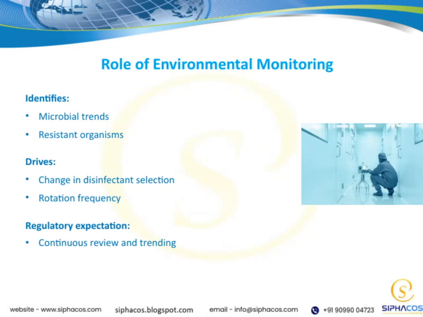Let's talk about the role of environmental monitoring in our process. Essentially, it helps us identify microbial trends over time, so we can see patterns or increases in certain microorganisms. It also allows us to detect resistant organisms, which is crucial for maintaining effective infection control. This monitoring doesn't just inform us, it actively drives change. For example, if we notice a rise in resistant organisms, it might lead us to reconsider our disinfectant choices or adjust how often we rotate disinfectants. These adjustments are key to staying ahead of potential issues.